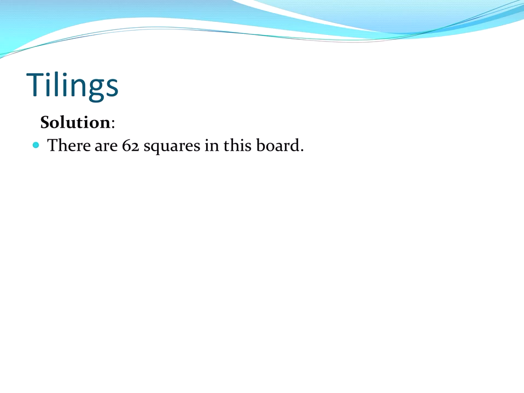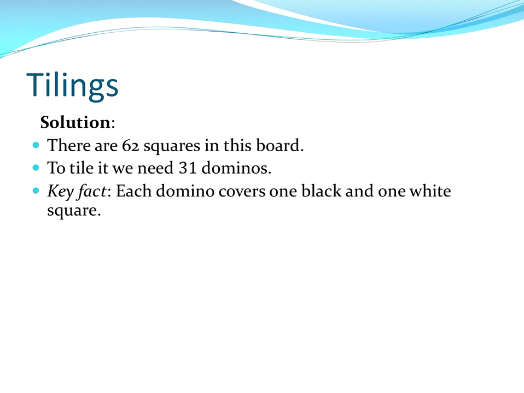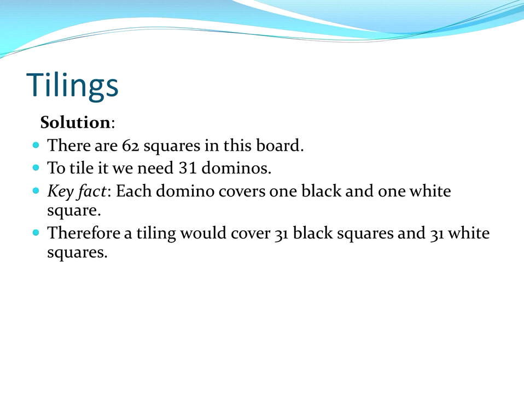All right, so we know that there are 64 minus 2 equals 62 squares on the board. Since we're using dominoes that cover 2 squares, we'll need 31 dominoes. But here's something to keep in mind. Because of the way we color the checkers on the checkerboard, each domino has to cover 1 black and 1 white square. That means we would have to cover 31 black squares and 31 white squares if a tiling existed.